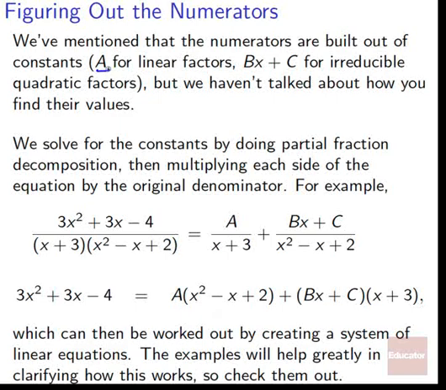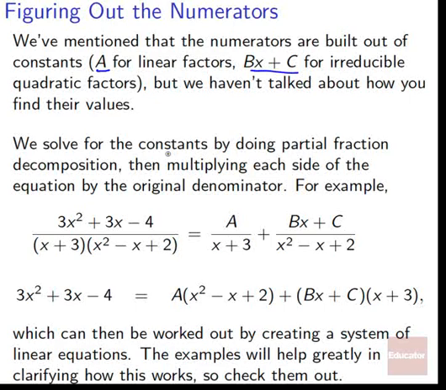Remember, A for linear factors, constants for linear factors, Bx plus C for irreducible quadratic factors. But we haven't talked about how we actually find out what these capital letter values are. We solve for the constants by doing partial fraction decomposition. So we set them up in this format, and then we multiply each side of the equation by the original denominator. It'll make more sense as we work through examples.